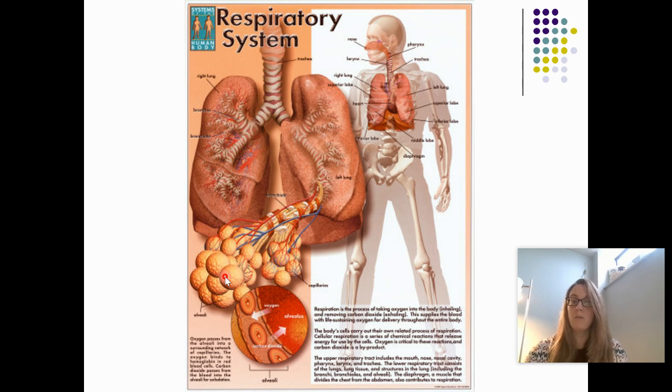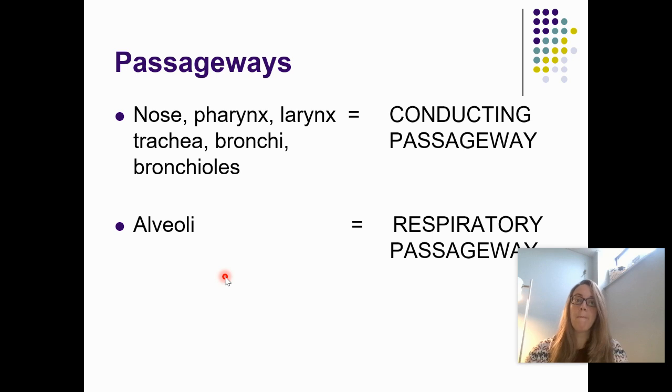And that's where that site is going to happen, is at the alveoli. So when it comes to our respiratory passageways, we have two different passageways or zones, if you will. We have a conducting zone and we have a respiratory zone or passageway. Basically, everything from the nose down to the bronchioles is considered a conducting passageway because no respiration is happening there.